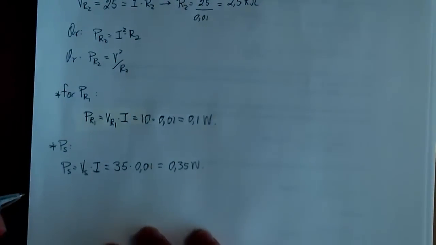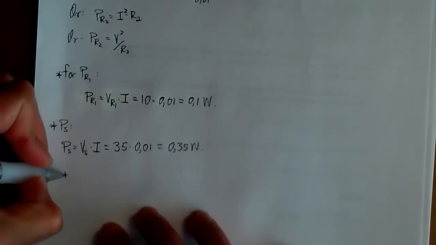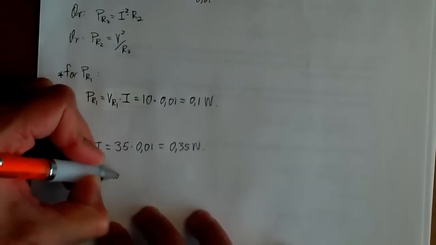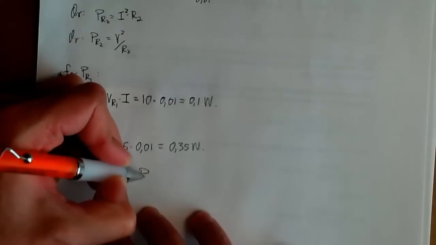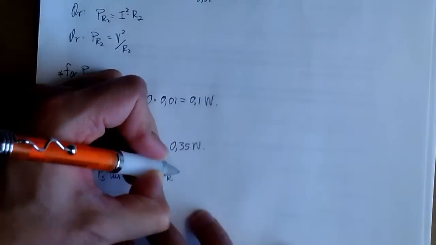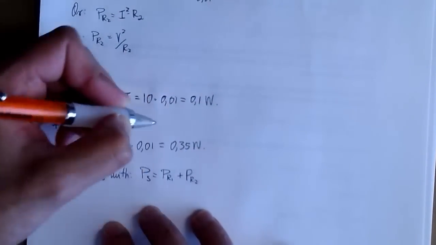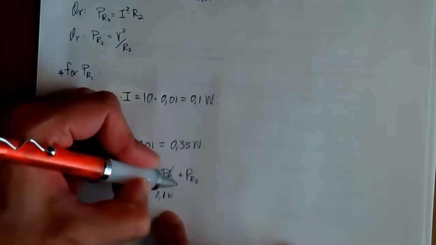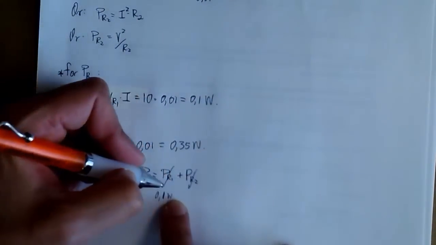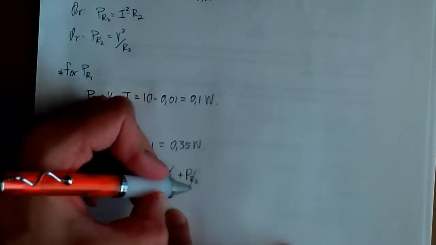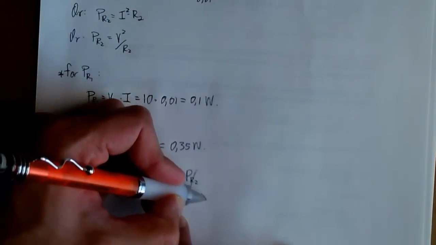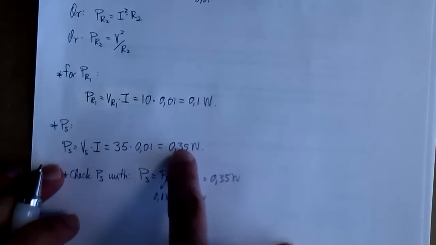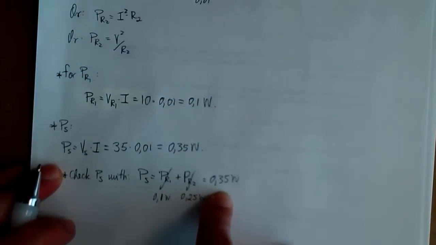Something to mention here is we can check this result with the fact that the power provided by the source has to be equal to the summation of all the power dissipated in the circuit. In this case we have 0.1 watt being dissipated by R1, and we have 0.25 watt being dissipated by R2. So the summation of those two is 0.35, which is exactly equal to the total power provided by the circuit.